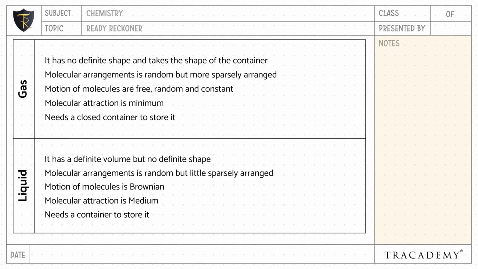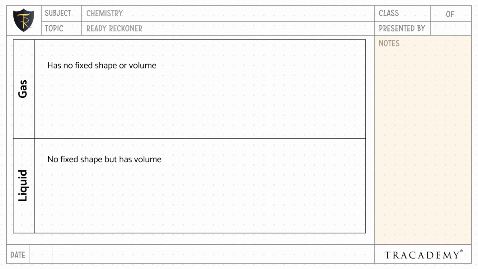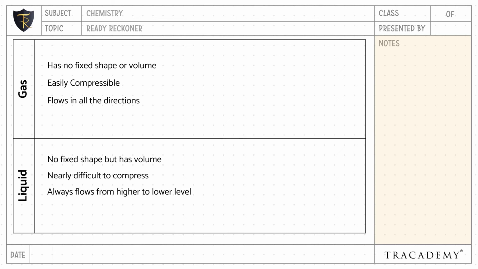Gas has no fixed shape or volume, whereas liquid has a volume but no fixed shape. Gases are easily compressible. It is nearly difficult to compress a liquid. Gases flow in all directions. Liquid always flows from a higher to a lower level.